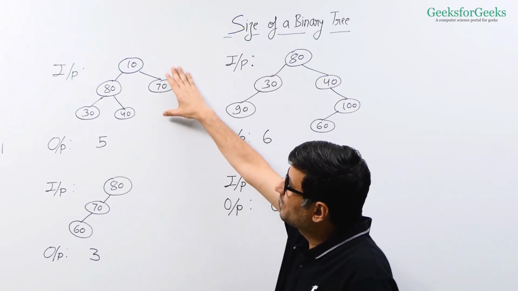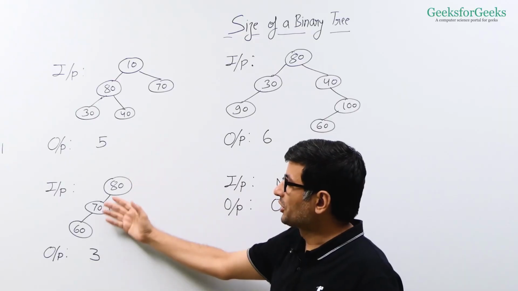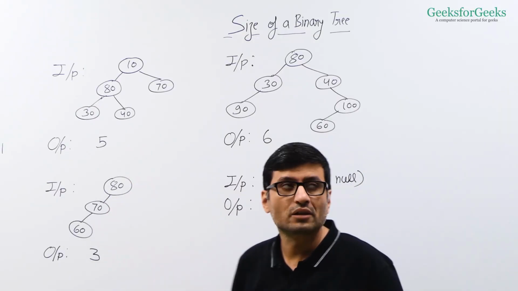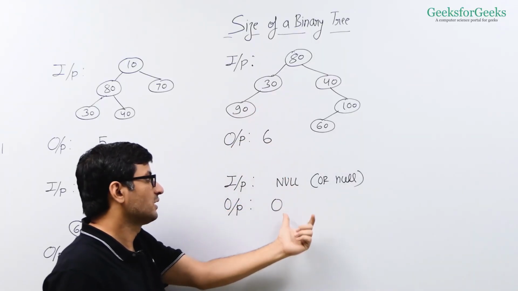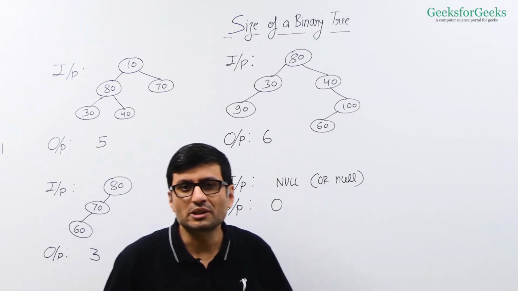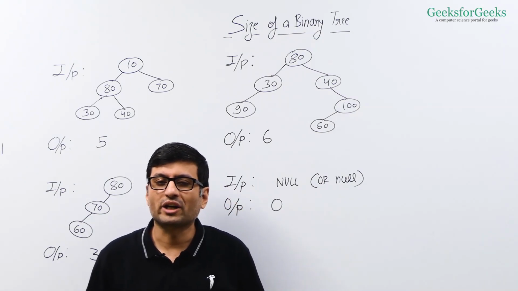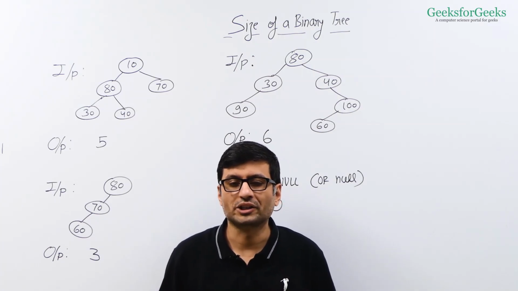Let's see this tree. We have 5 nodes in it, so size is 5. We have 3 nodes in it, so size is 3. In this binary tree, we have 6 nodes, so output is 6. If the input tree is empty, then output is 0. Now please pause this video and try to write down a code that returns size of a given binary tree.